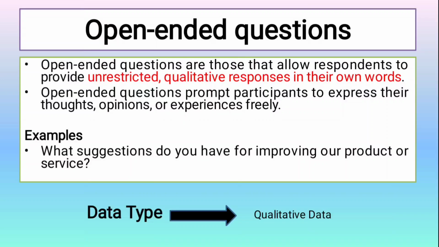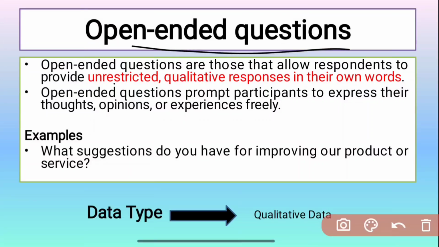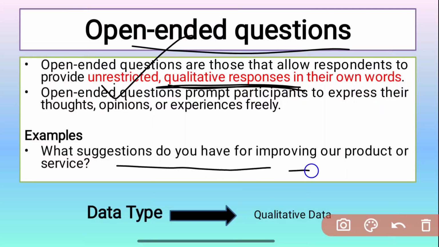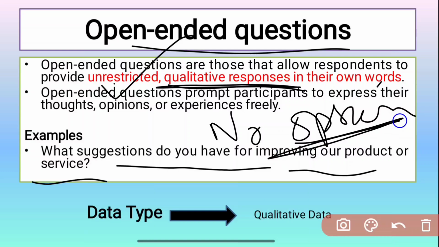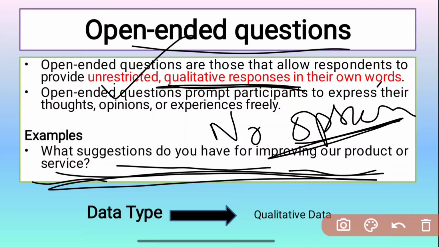So the very first kind of questions are the open-ended questions. Over here, the respondents are asked to give their views, opinions, thoughts, that are unrestricted and qualitative responses. That means no options are given in these types of questions and only questions are asked to the respondents. An example could be, what suggestions do you have for improving our product or services? No options are given in the open-ended questions, right?